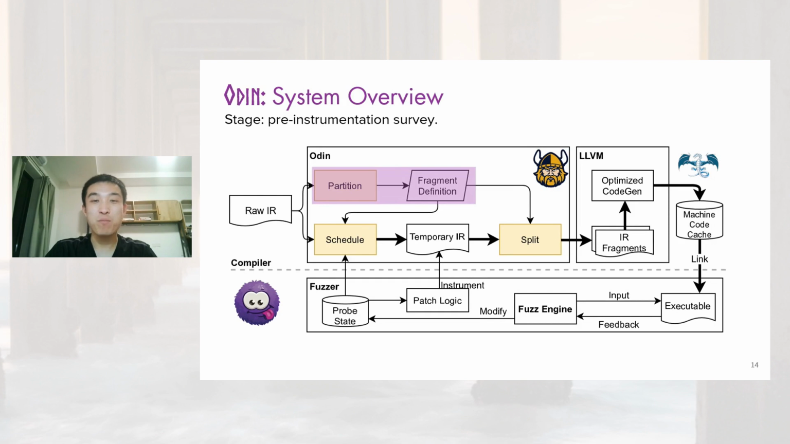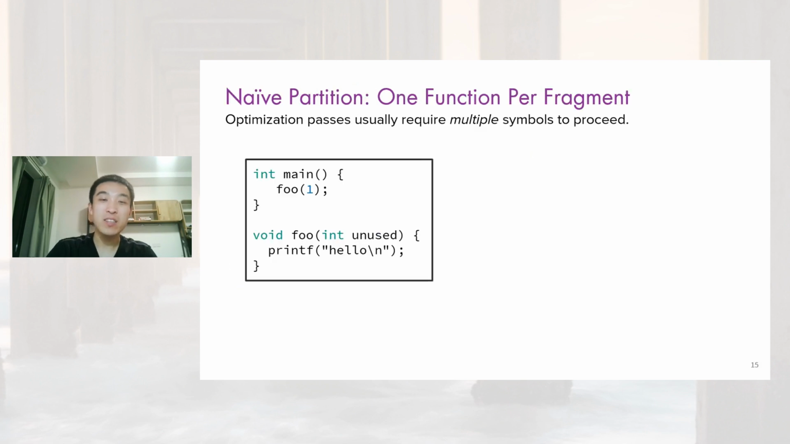Fragment definition plays a crucial role in recompilation. How should we partition the program during the pre-instrumentation survey? A naive option would be generating one function per fragment. However, if we only recompile the changed function, many optimizations can be missed because they require multiple symbols.